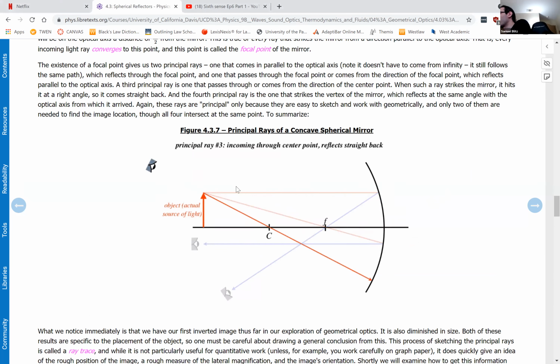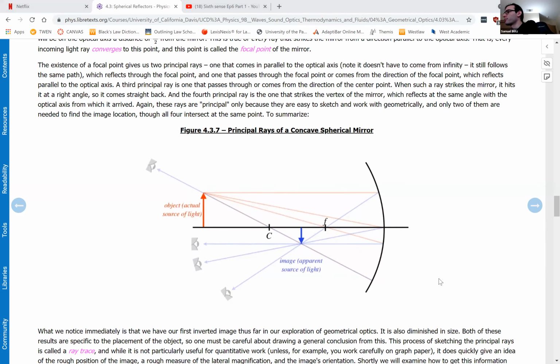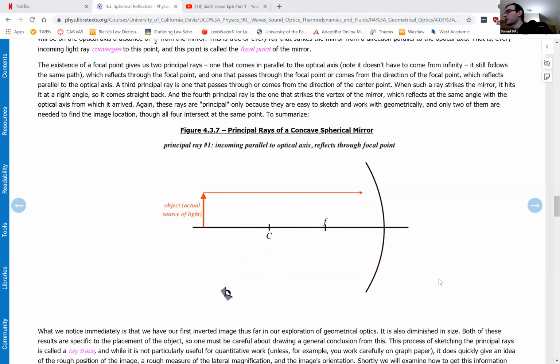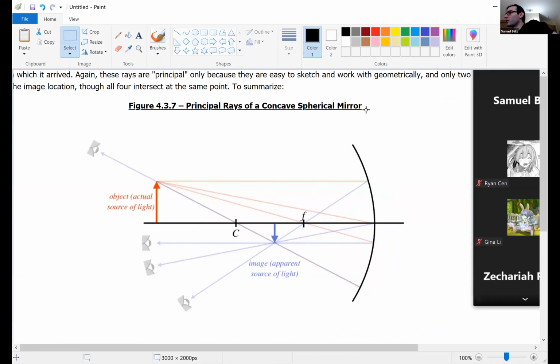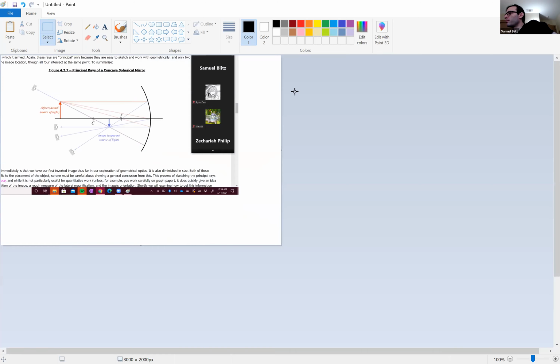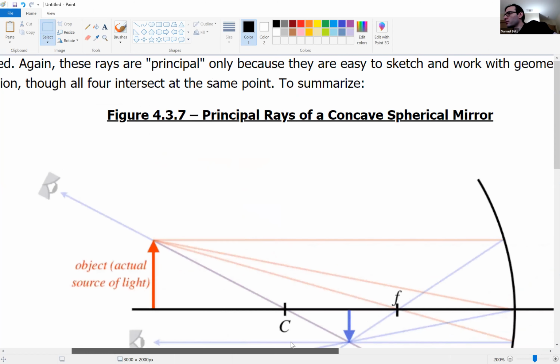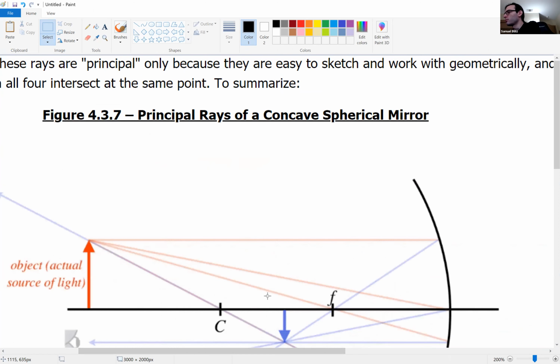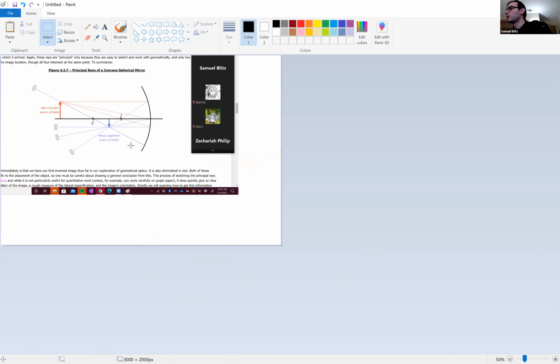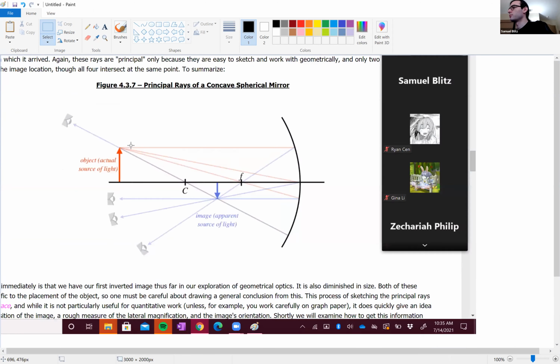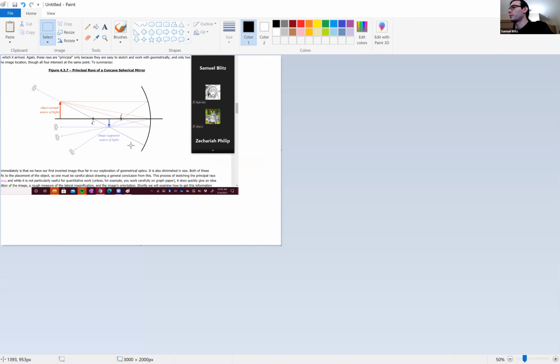I have an idea. I'll just print screen. All right, print screen. Now I can share that paint document. Okay, here we go. Right, so the first principal ray, oops. A little bit bigger, please.